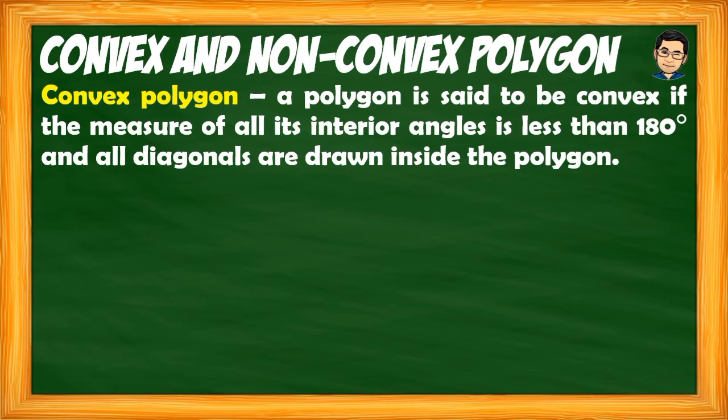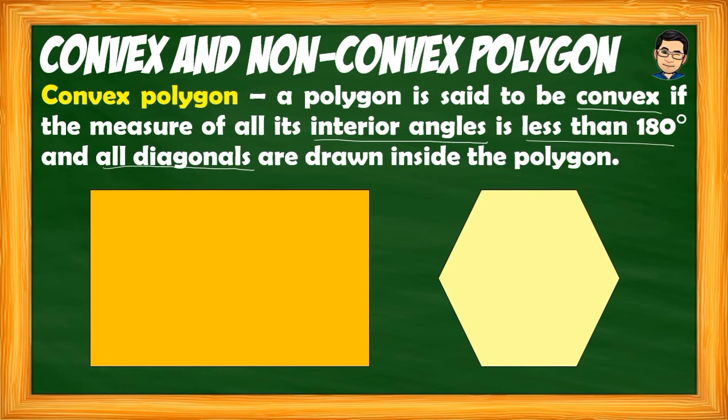So, considered po ang polygon as convex if and only if yung lahat ng sukat ng kanyang interior angles. So, interior angles, ito po yung mga angles na na-form sa loob ng polygon. So, interior means inside. And then, exterior naman, outside. And then, lahat ng sukat ng interior angles na yon must be less than 180 degrees. And then, lahat ng diagonals ay naidodrawing po sa loob mismo ng polygon.